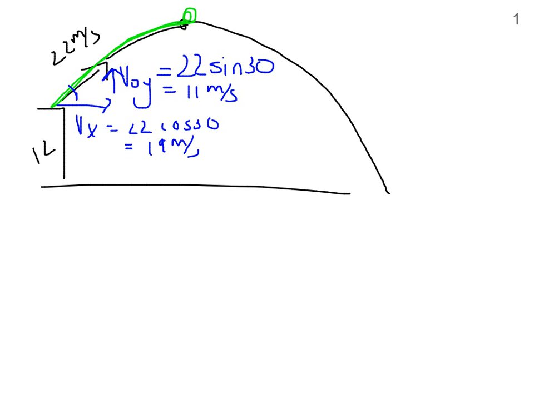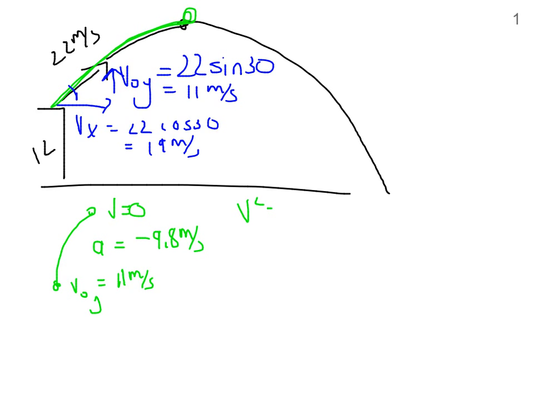Now I'm going to work vertically to the top. So I'm looking at just this part of the motion. Vertically, I know the initial speed of the cannonball when it's shot is what I found up there. V naught y is 11 meters per second. The velocity at the top is 0. The acceleration is negative 9.8. And I'm going to look for time and for distance. So we'll do distance first.